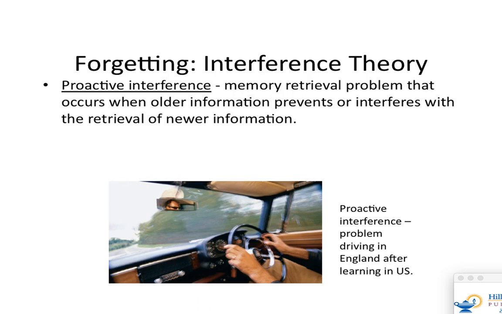Proactive interference is a memory retrieval problem that occurs when older information prevents or interferes with the retrieval of new information. A perfect example of this, and this is a test question: I had Grace Owens for 2 years in school. She graduated last year. This year, I have Olivia Owens, who looks exactly like Grace and sits right there where Grace sat. I call her Grace all the time, because I had Grace for 2 years. Her picture's on my wall back there. So that's proactive interference, when old information affects new information.